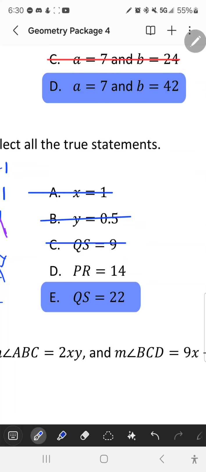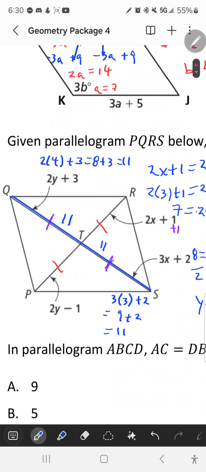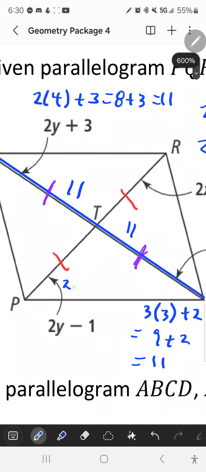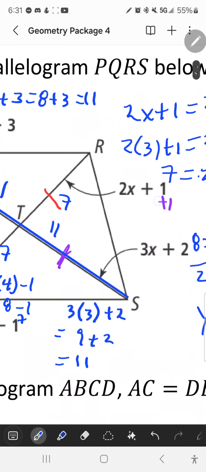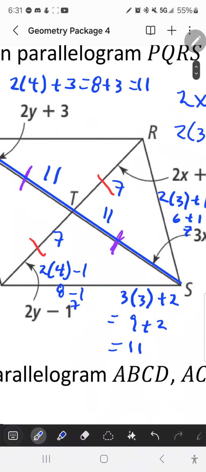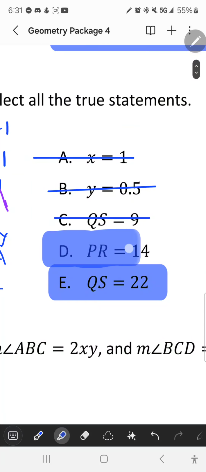Now let's see PR. PR, okay, it's the same. So it's asking for the whole thing. So I can substitute here. I can say 2 times 4 because y is 4, minus 1. So it will be 8 minus 1. So it's 7. I know they need to be equal, so I know this one is 7. But in case, you can say 2 times 3 plus 1, 6 plus 1, 7. And if we're looking for PR, it is 7 plus 7, which is 14. And yep, that's the right answer.